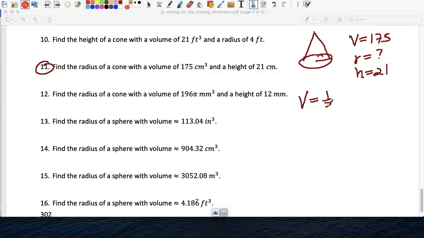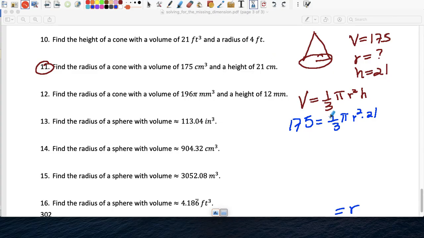Volume equals 1/3 pi r squared h. So let's substitute some values here. Instead of V, I'm going to write 175 equals 1/3 pi. Radius I don't know, so we're going to leave that r squared, and h I'm going to replace with 21. Again, look at what our final line is going to look like: r equals something.